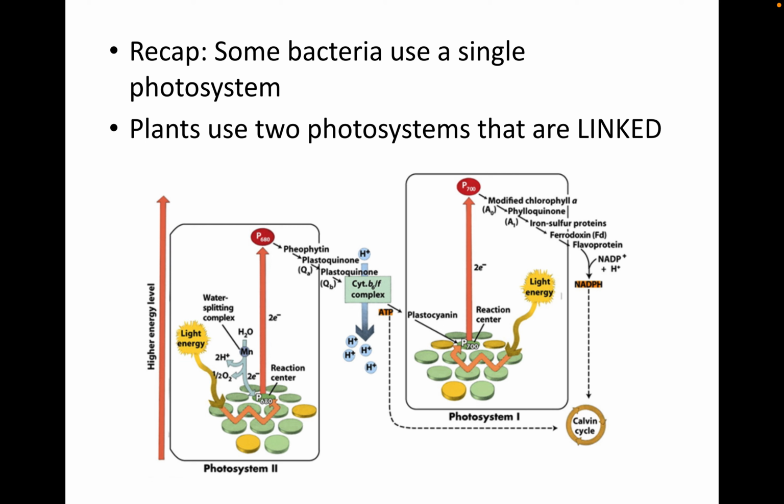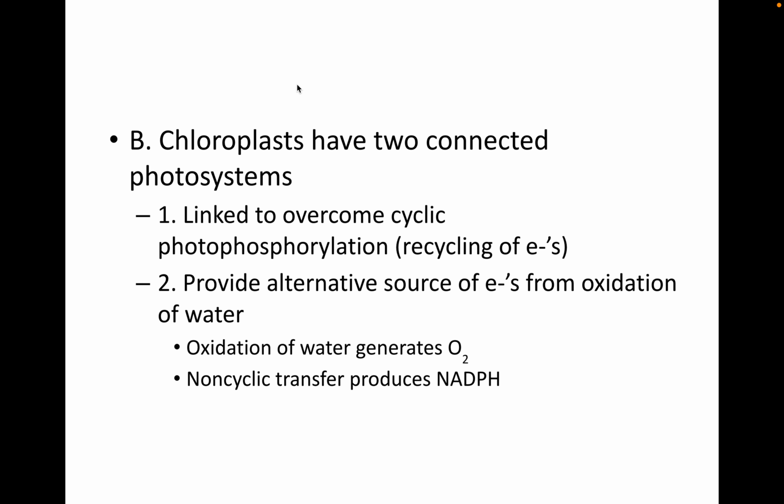So remember that some bacteria just have a single photosystem, and that means that things get recycled back at the end. But plants use a two photosystem process, and they are linked together. So it looks like this Z, and it's non-cyclic. Whereas with some bacteria, when they just have the single, then it is cyclic. So there are two connected photosystems here, and they are linked to overcome the cyclic photophosphorylation that occurs in the bacteria where they recycle electrons.